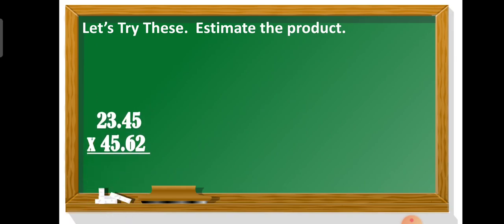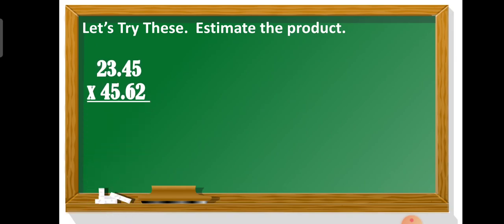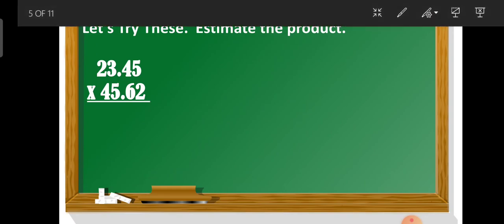Let's estimate the product of 23 and 45 hundredths times 45 and 62 hundredths. First, we need to round these numbers to the nearest whole number. In the first factor, the whole number is 23, and to the right of 23 is 4. So we just copy 23 and then multiply by, in the next factor, the whole number is 45, and to the right of 45 is 6. So 45 will now become 46. And then multiply to get the estimated product.